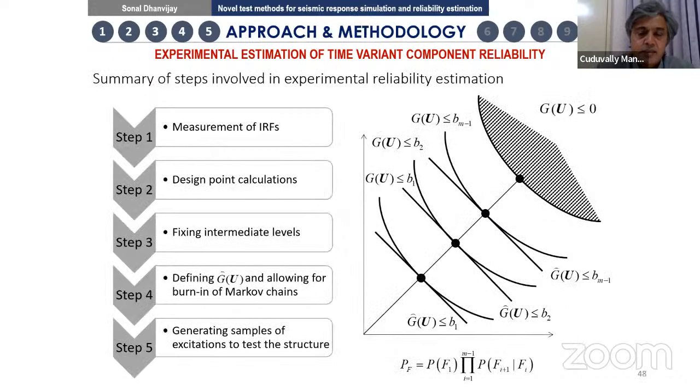So one of the problems in implementing MCMC is what is known as burn-in time. So burn-in time is needed to ensure that we dissipate some transients that are there in the simulation to reach the target PDFs.